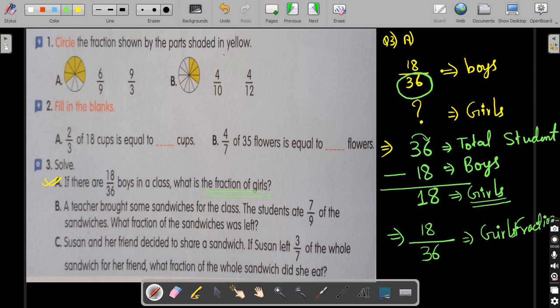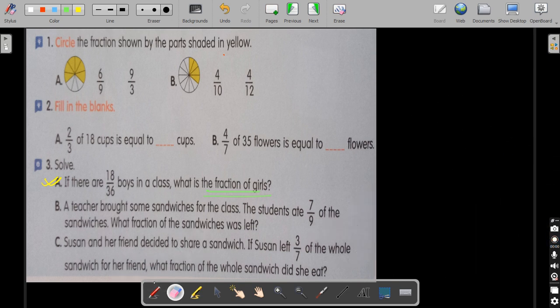Very good. Now let us move to the next question. A teacher bought some sandwiches for the classroom. They ate 7 by 9 of these sandwiches. What fraction of the sandwiches was left? It is a simple question, dear. Again the question came related to that. Now by seeing the question also again we can understand.